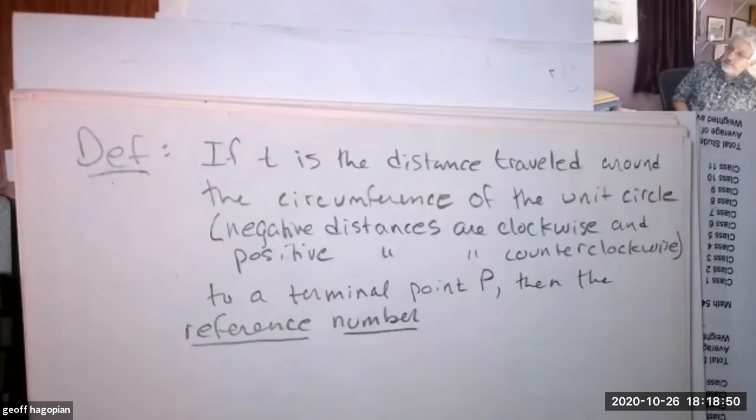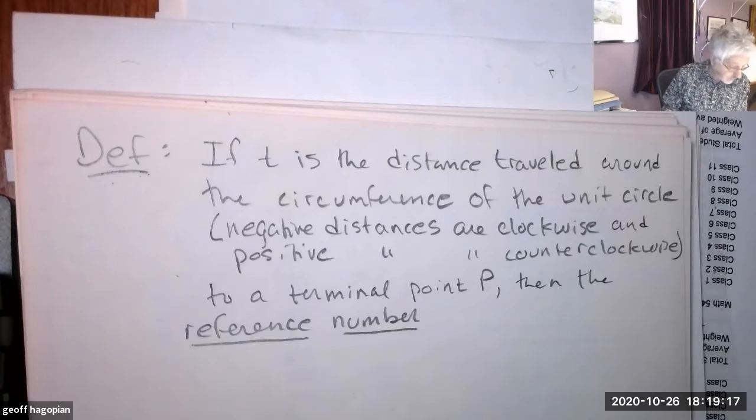Okay, so we're starting out by defining the reference number, and it's in reference to what? Well, it's in reference to your position on the unit circle after traveling a distance t, either clockwise or counterclockwise. So if t is a negative number, then that means go clockwise. If t is a positive number, it means go counterclockwise.